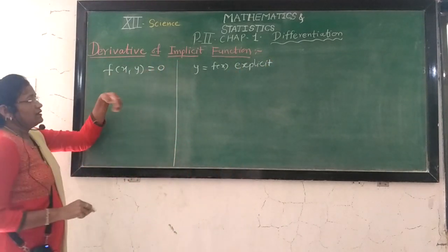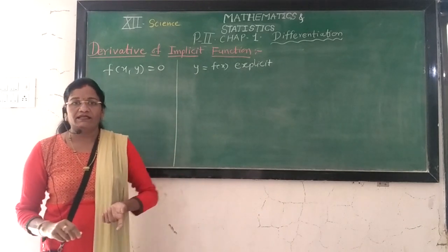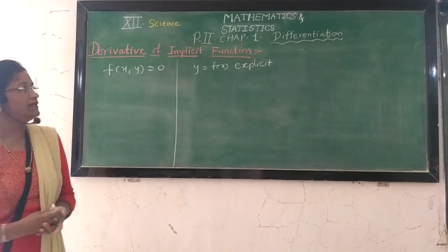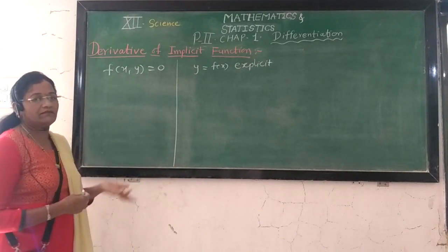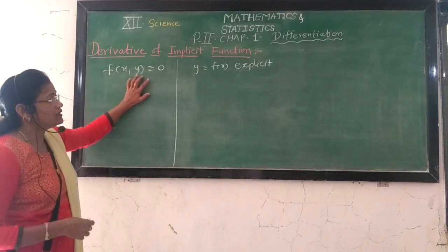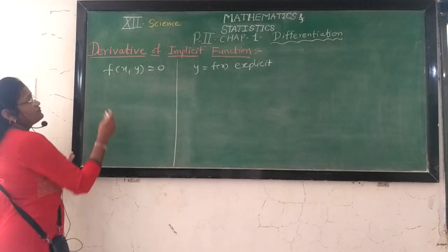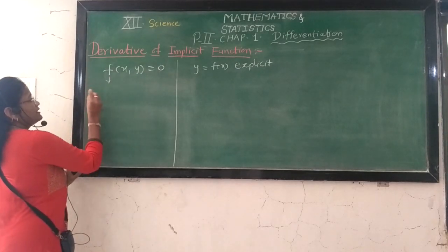But here we take a function which is a combination of both x and y. These terms are combined, with the two variables together. Then that type of function can be expressed as f of x, y equal to 0. This type of function is called an implicit function. For this function we may take examples.